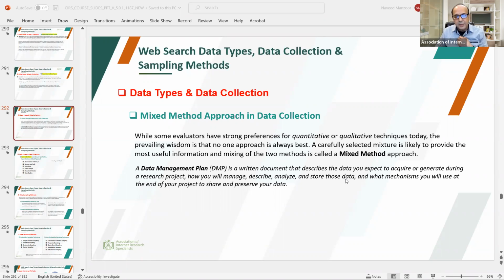That's an additional piece, which means that it is your duty and your obligation to make sure that the data tables maintain integrity, that the data integrity remains intact, that it's not polluted, and that it is stored safely, and how you intend to do that, and what mechanism you will use at the end of your project to share and preserve your data.